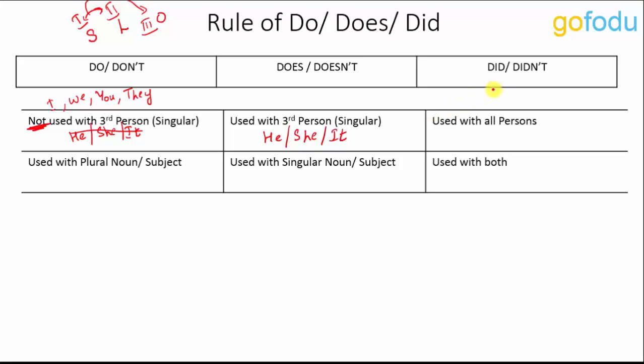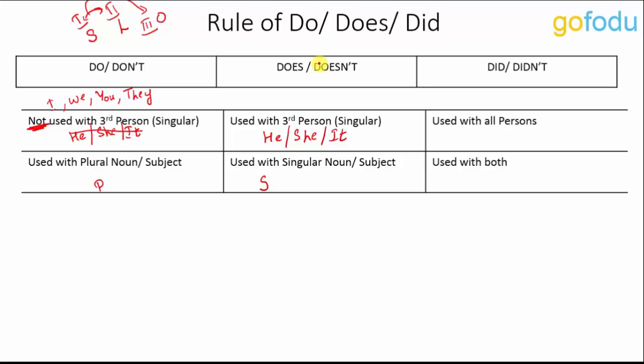Okay. Now did is used with all of them. Now with plural noun or subject, for example, there are two people in the subject. Ram and Sham do not, or Ram and Sham do like cookies. If there is a singular noun or subject, for example, Ram does not or does. If there is a singular, then it's does or doesn't. If there is a plural, then it is do or don't. Did is used with both of them.